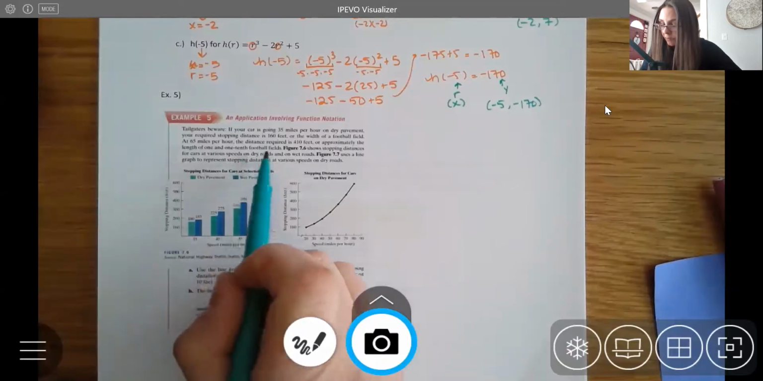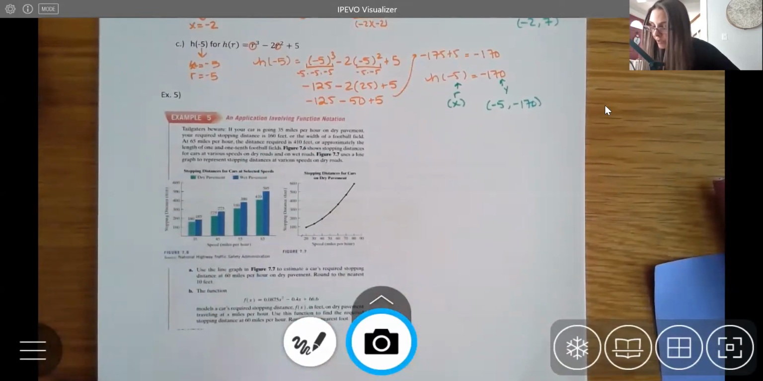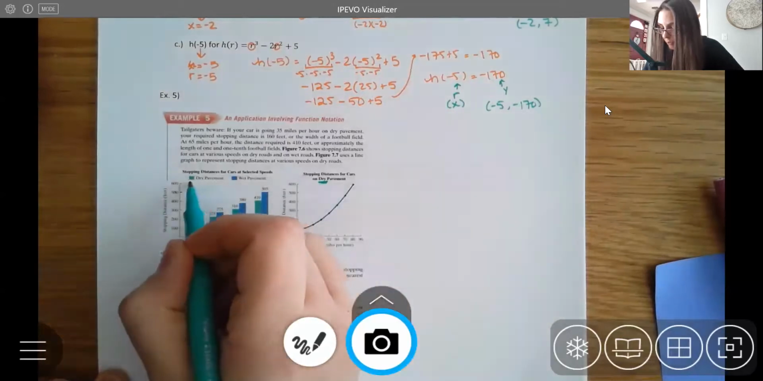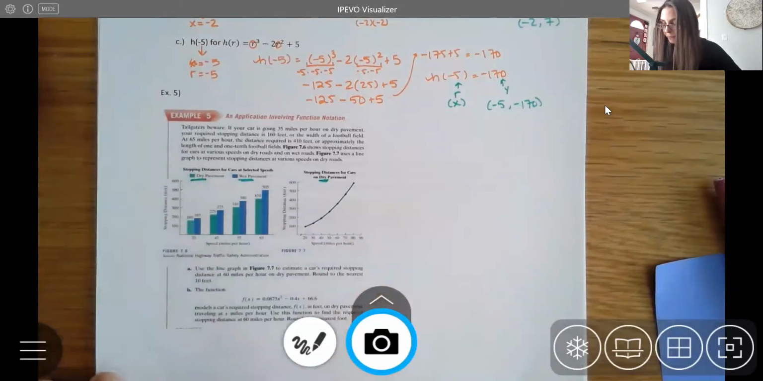Again, that's the length. The other one was the width. So figure 7.6 shows stopping distances for cars at various speeds on dry roads and on wet roads. And then figure 7.7 uses a line graph to represent the stopping distances on dry roads. So this one's just on dry. Here you have dry versus wet pavement.